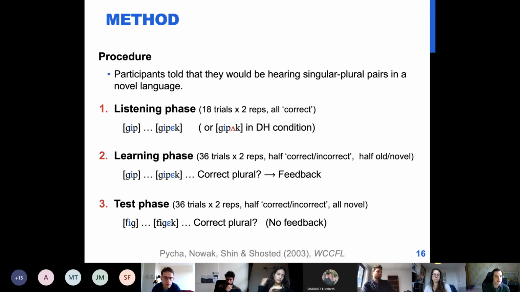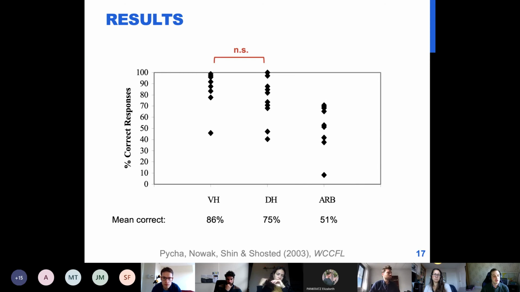Okay, so that was the design and the method. So here's what they found in this study. On the x-axis, we have the 3 different languages that people learn: vowel harmony, disharmony, and arbitrary. And on the y-axis, we have the % correct responses for each participant. You can see here that even though there's a numerical difference between vowel harmony and disharmony, there was no statistical difference. That difference was non-significant.